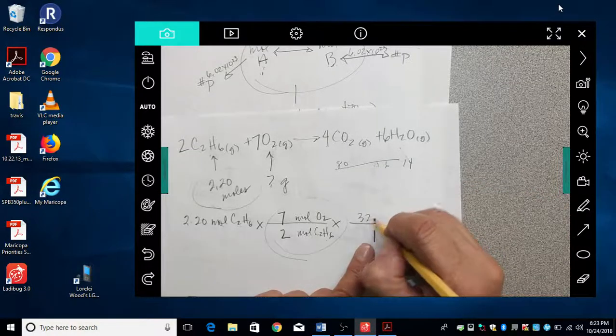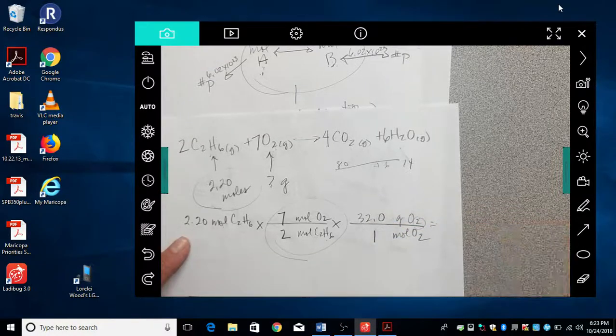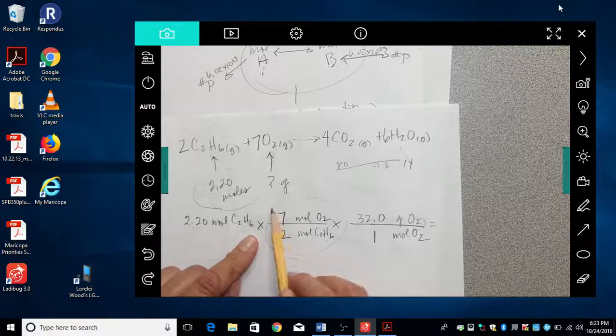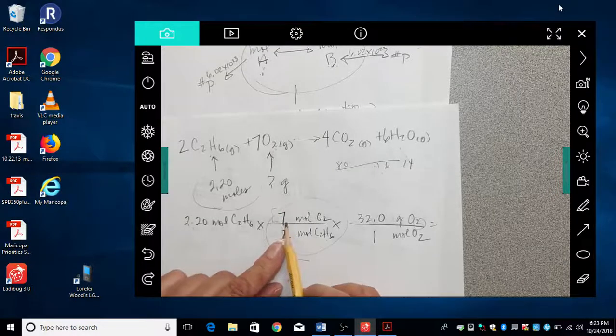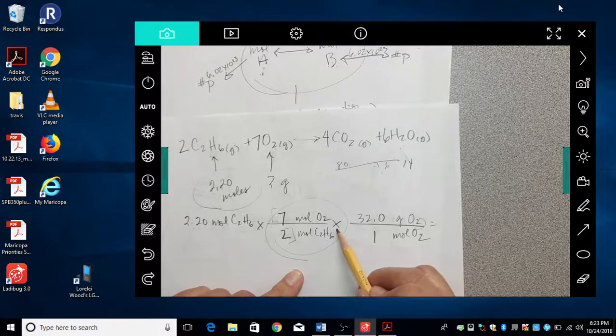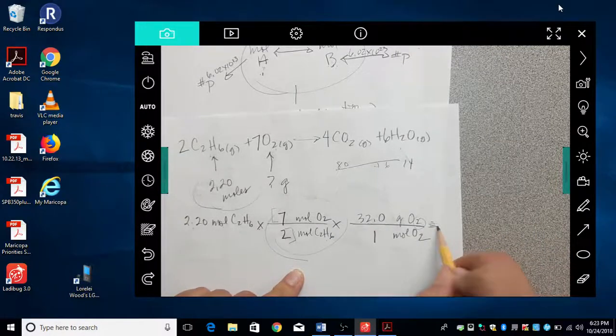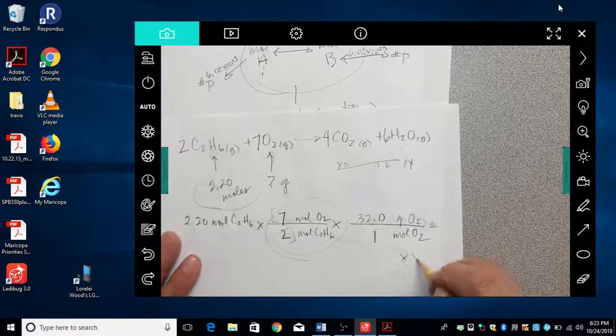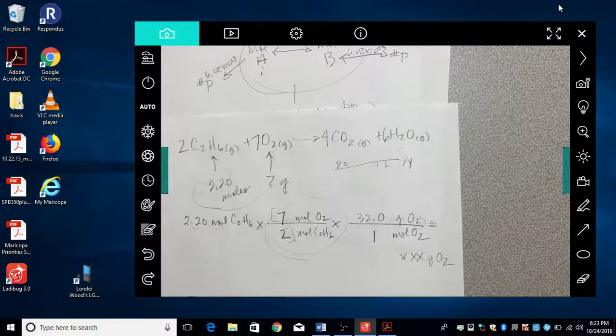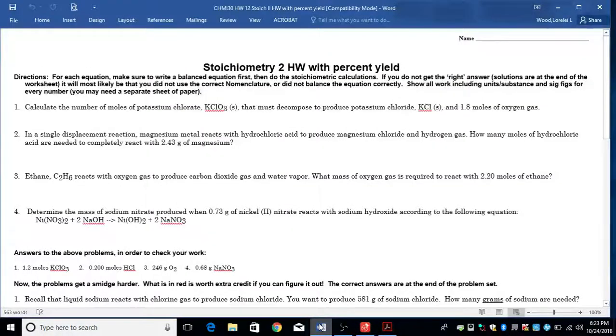So in your calculator now, you'd punch in 2.20 times, open parentheses, 7 divided by 2, close parentheses, enter, times 32, enter, and that should give you your answer, and you should report to 3 sig figs with grams of O2 as your final units in substance. All right, one more problem, and then you guys should be able to do this on your own.